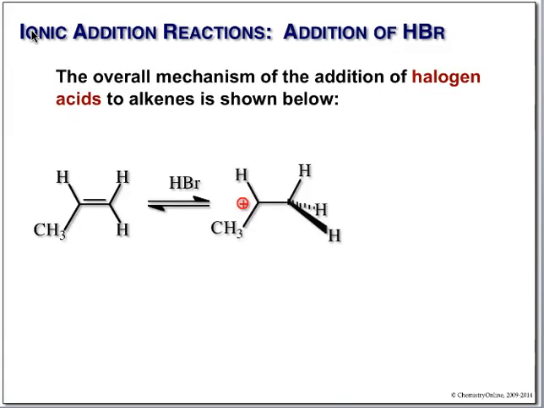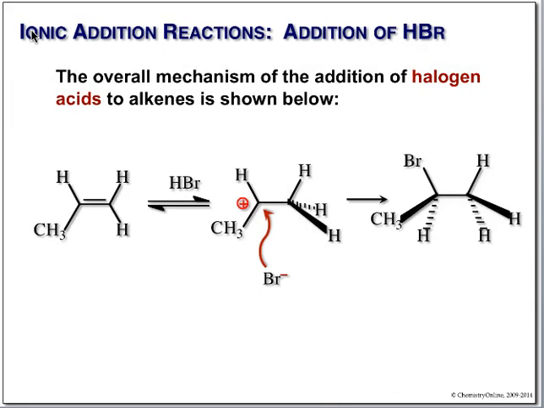Overall, we said the mechanism looks like this. We add a proton, it rearranges, it gives us the most stable carbocation. A halogen then attacks in the second step, and we get the alkyl bromide. Once again, we will call this Markovnikov addition.